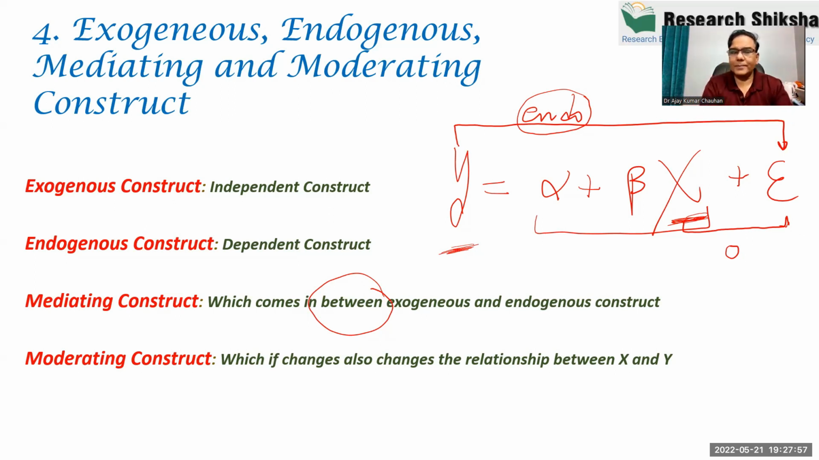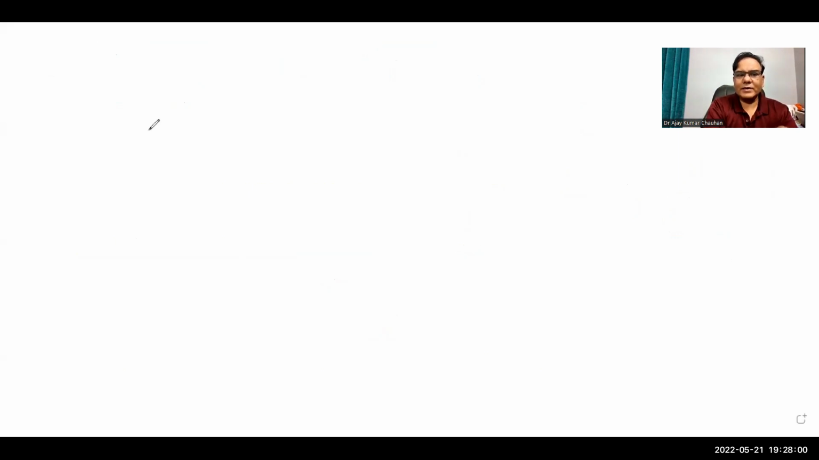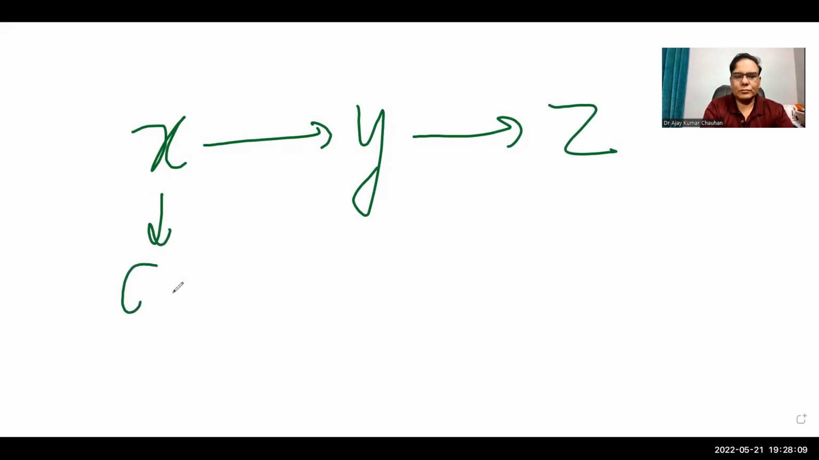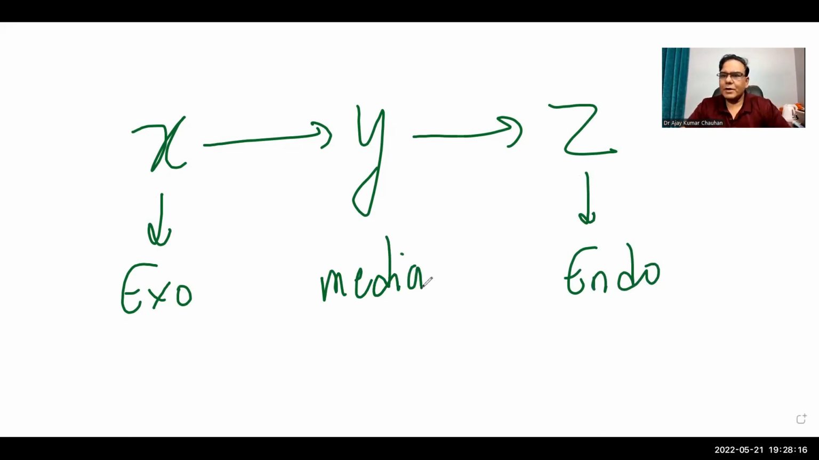So let me explain. Suppose I have X to Y to Z, right? All these are construct. So this is called exo. This is called endo. This is called mediating. So we are having the exogenous, mediating, and endogenous.